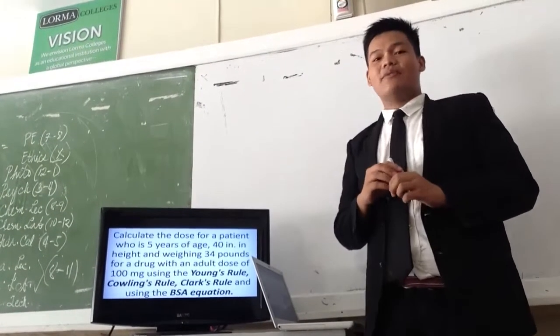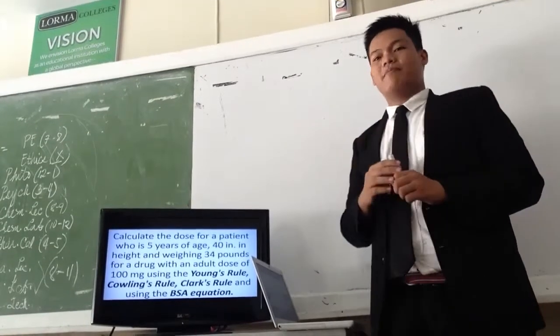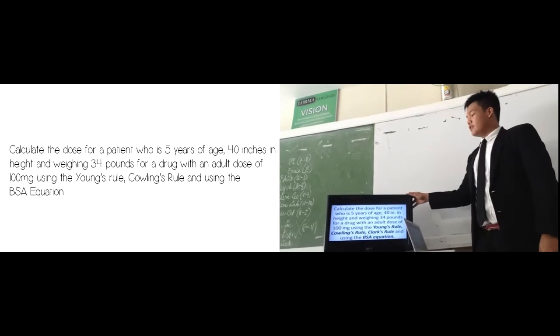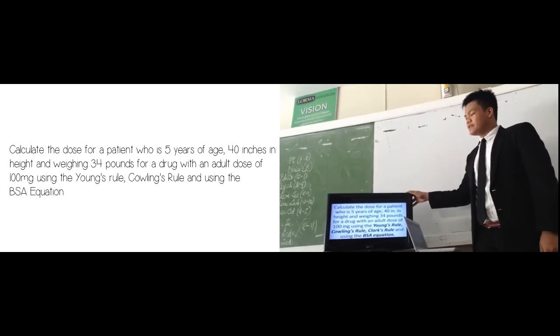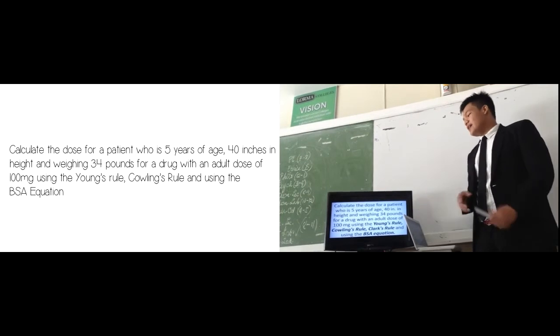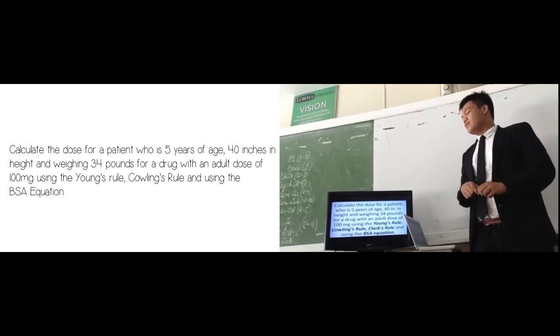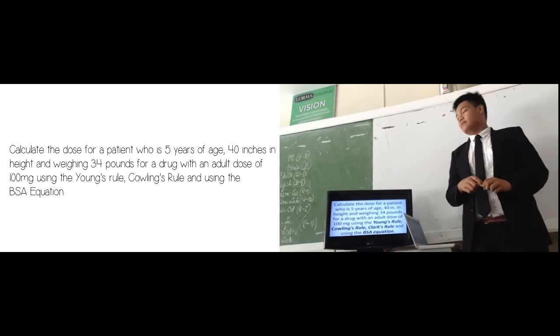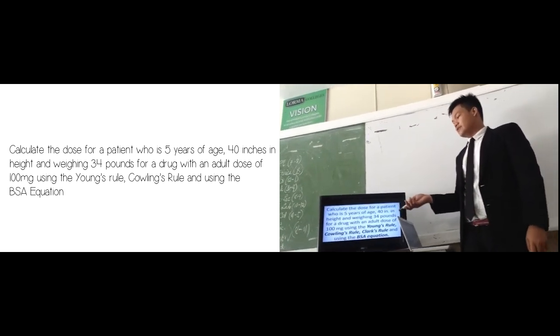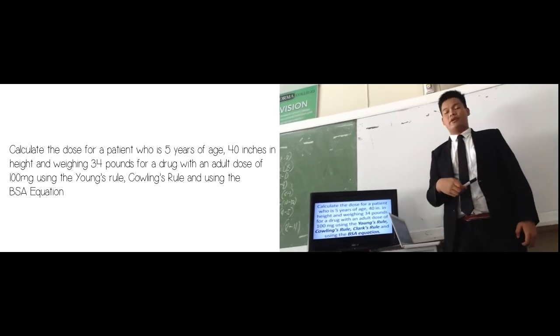Today, I would like to show you my problem. My problem is to calculate the dose for a patient who is 5 years of age, 40 inches in height, and weighing 34 pounds for a drug with an adult dose of 100 milligrams using Young's rule, Cowling's rule, Clark's rule, and using the BSA equation.